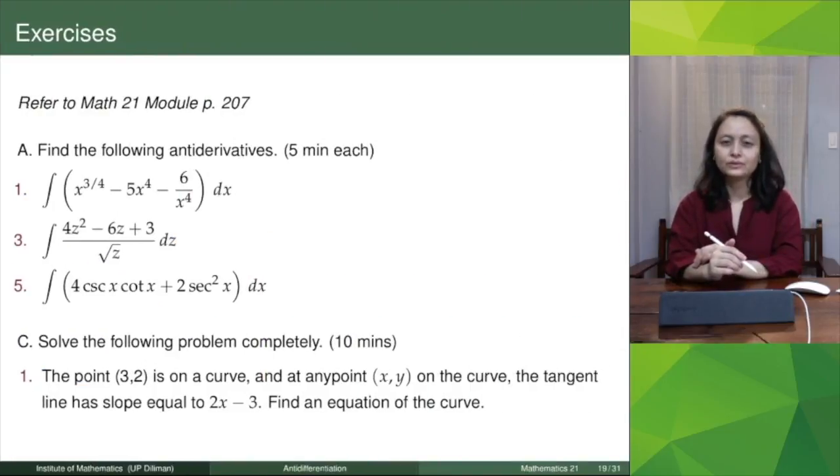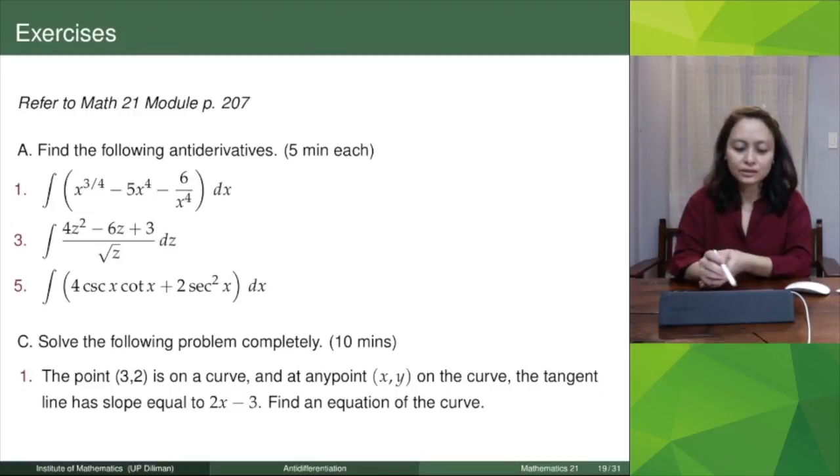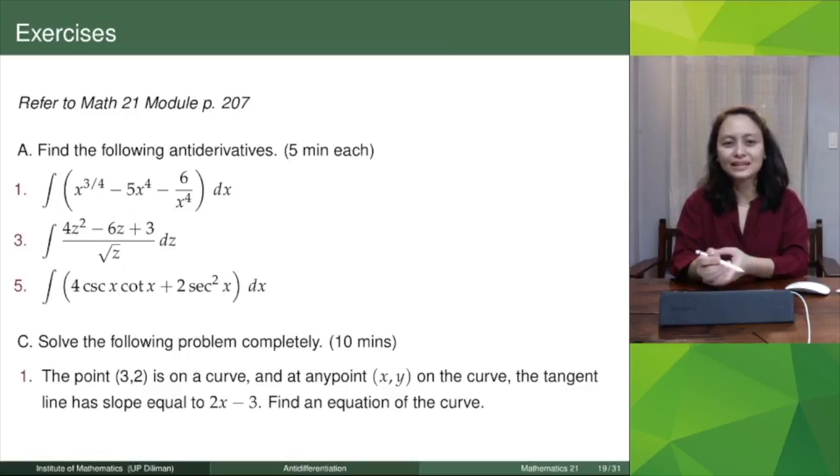Yeah. So, pause muna tayo if you want to try this out. So, try to find the following antiderivatives. By the way, this is from page 207 of your module. Try part A, numbers 1, 3, and 5. Practice lang yan ng antiderivative. You can spend 5 minutes for each problem.